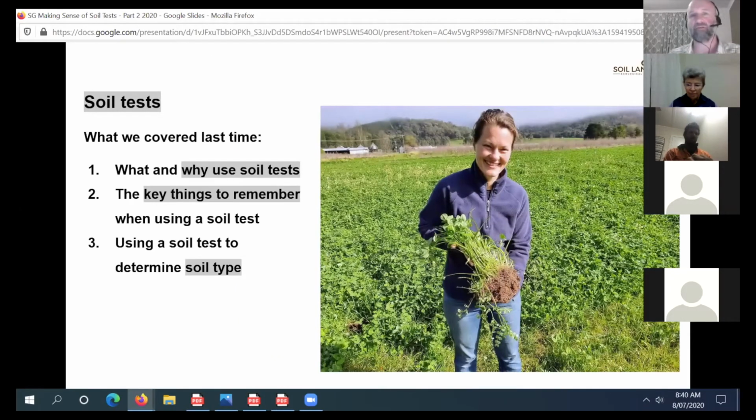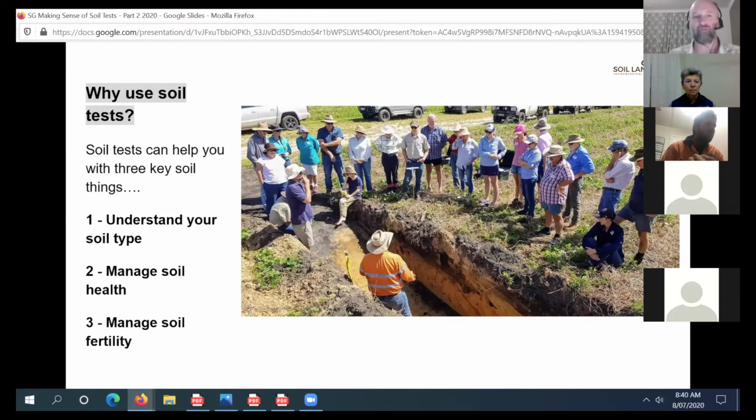Last time, just a quick refresher, we talked about why you'd use soil tests, the key things to remember when using a test, and we just started practicing using a soil test to look at soil type, just to warm ourselves up. The 3 things we're using a soil test for: first, to understand your soil type. Remember, you might have 1 soil type or you might have 10. The second reason is to help you manage soil health, and that's what we're going to cover tonight. And we'll talk about fertility next time, phosphorus and sulfur, particularly those 2 next week.